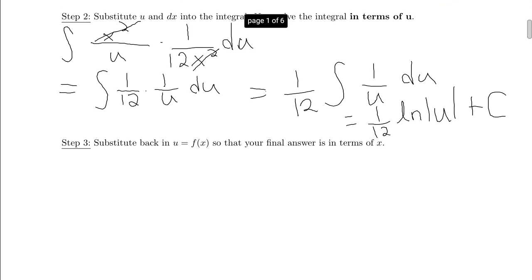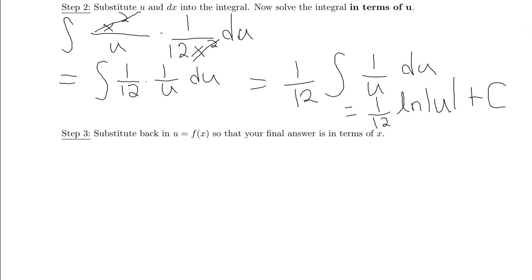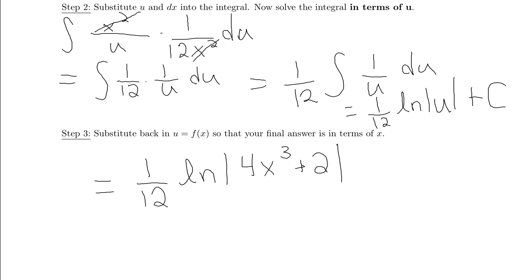So the final step is to substitute back in your u function. So you want to put your x's back into your final answer. So we're going to get that this is equal to 1 over 12 ln of the absolute value of, so our u value was 4x cubed plus 2. Okay, that's a messy plus sign, but 4x cubed plus 2. And then plus a constant.